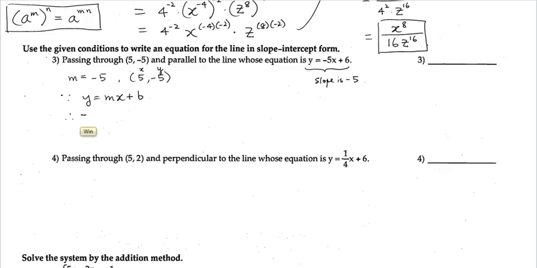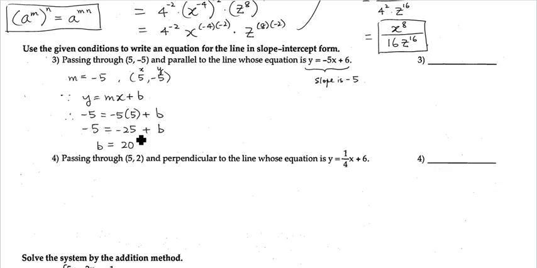So we got negative 5 is equal to negative 5 times 5 plus b. So we got negative 5 is equal to negative 25 plus b. So what is b equal to? B would be 20. We add 25 on both sides.